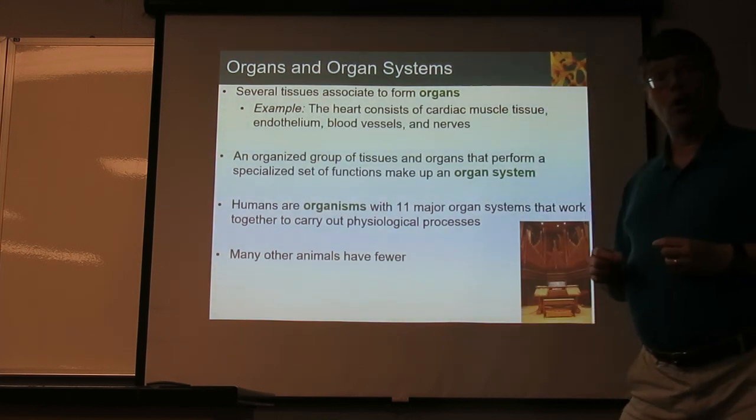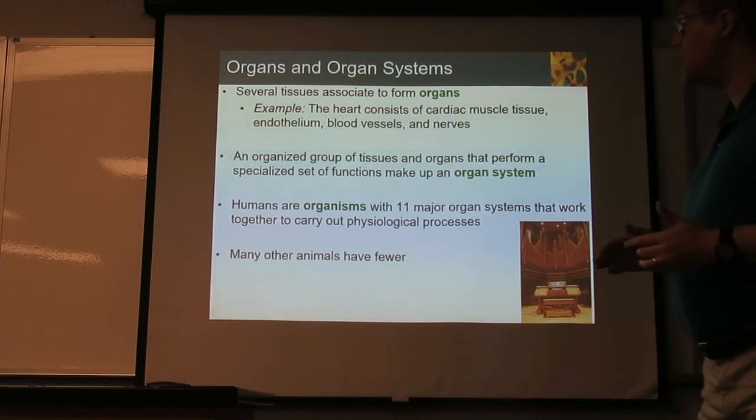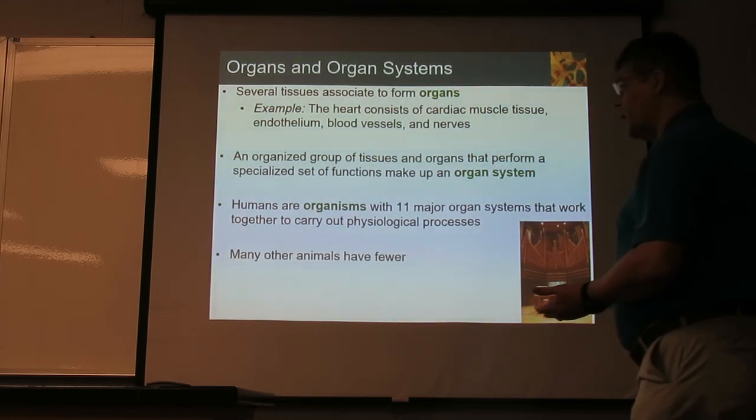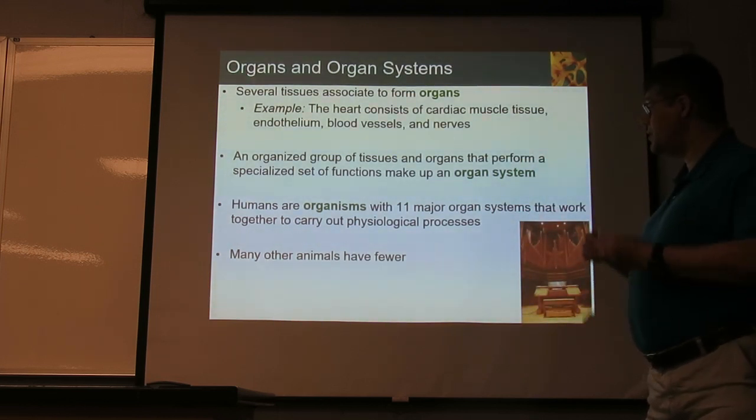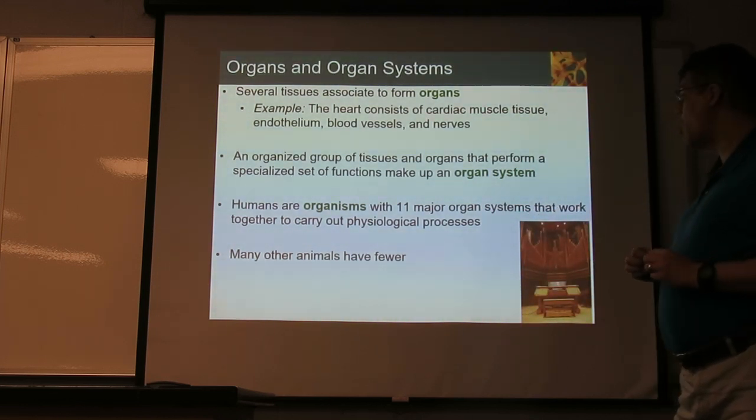In turn, we can put organs and more tissues together to make a whole organ system. And then an organism may have multiple organ systems. Humans have 11 basic organ systems. So we'll look at each of those.